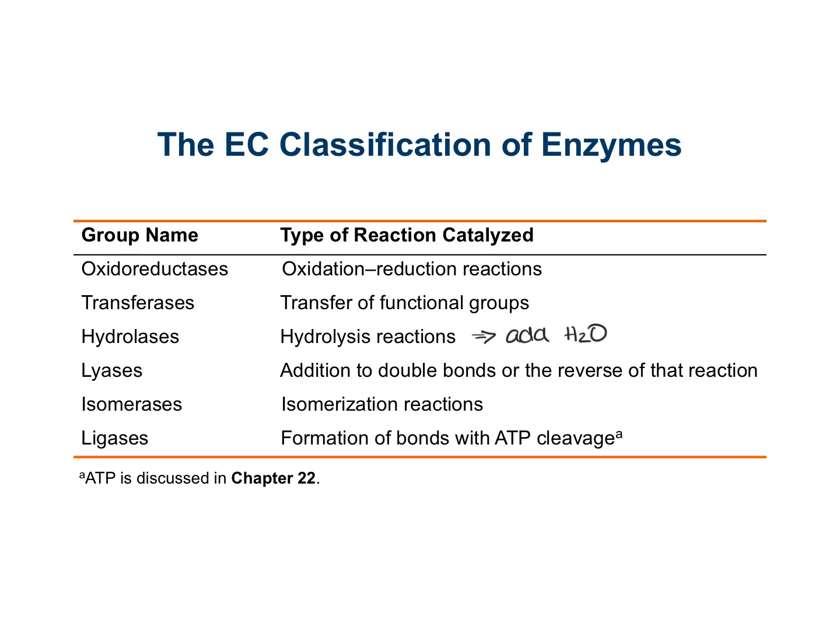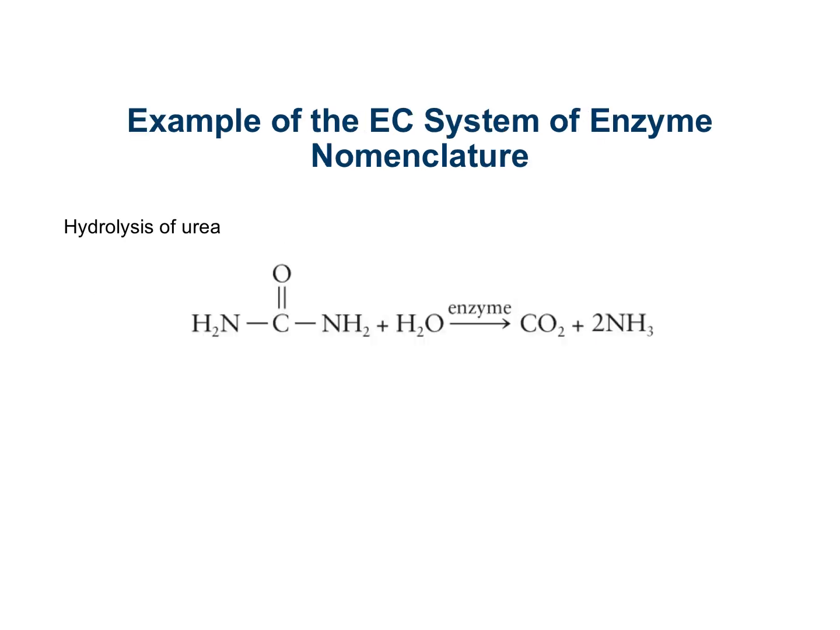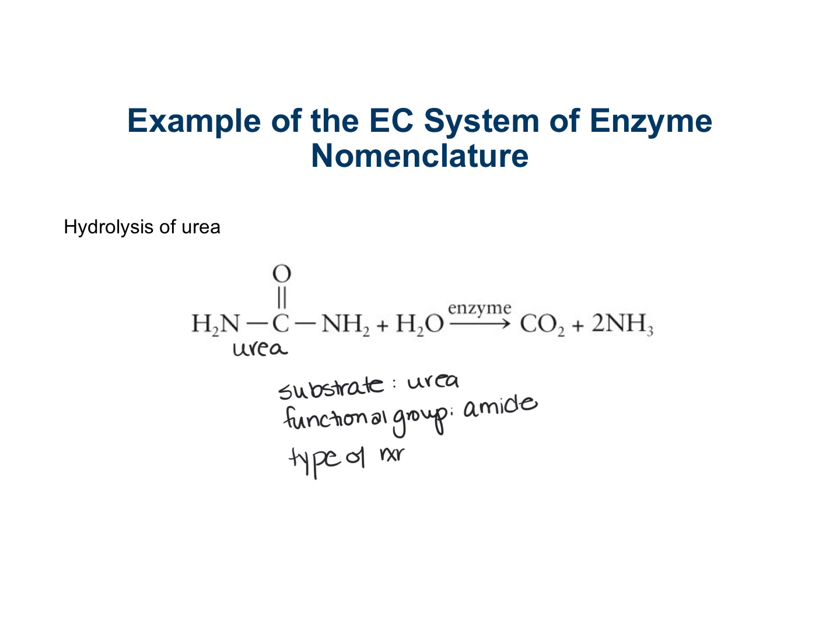Okay, so let's look at an example. This is the hydrolysis of urea. This is a urea molecule. And what we see here is that the substrate is urea. Then we look and we see the functional group that urea has is an amide. And then the type of reaction is hydrolysis.